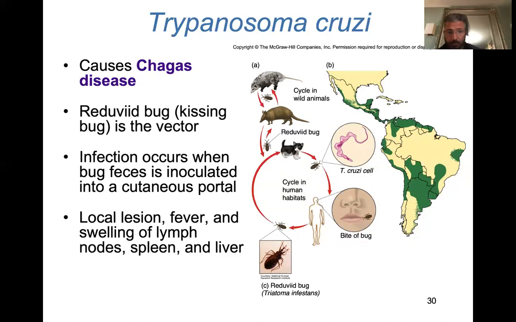All right, so you have a local lesion, fever, and swelling of the lymph nodes, spleen and liver as this starts developing. Right? And if you look here, these hemoflagellates are really more eel-shaped, all right? And if you took a blood sample, you would not be able to miss this thing, because as it grows, it is literally bigger than a red blood cell. Those of you who took A&P or human bio looked at those red blood cells, they're really large under the microscope, those biconcave discs. These things are swimming around in that, so they're really easy to see.